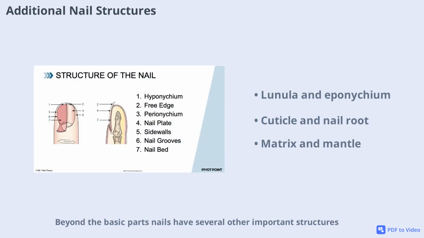Beyond the basic parts, nails have several other important structures. The lunula is the half-moon shape at the base, visible as a lighter area. The eponychium is live tissue at the base, while the cuticle is overlapping dead tissue providing infection protection. The nail root attaches to the matrix, which generates cells that harden into the nail plate. The mantle is a pocket-like structure holding the root and matrix. Knowing these structures is key to understanding nail growth and health.